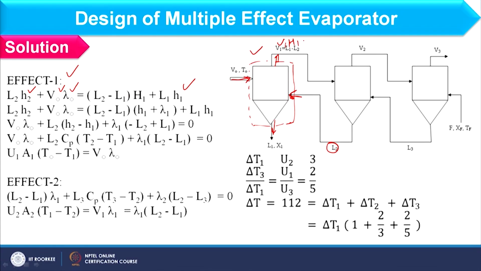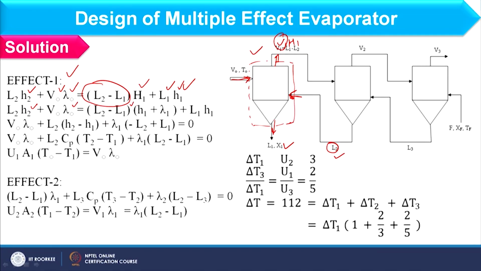right. So, when we make the balance for V1, that should be nothing but L2 minus L1. So, I am considering (L2 minus L1) capital H1, because that is the enthalpy of the vapor. Okay. And similarly, I am considering L1 which contains enthalpy H1. So, let us elaborate that. Further, I am having L2 H2 plus V naught lambda naught, right.